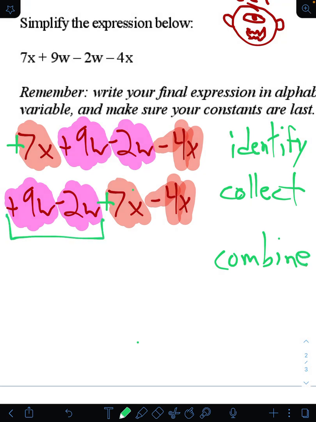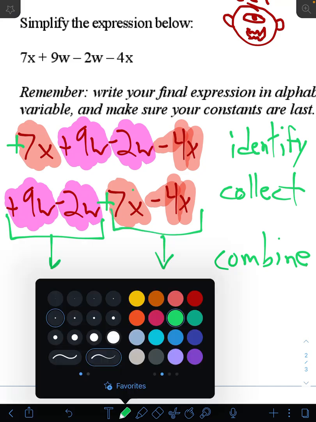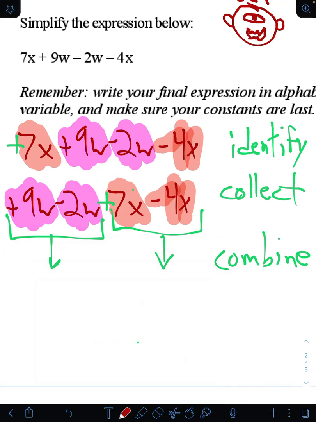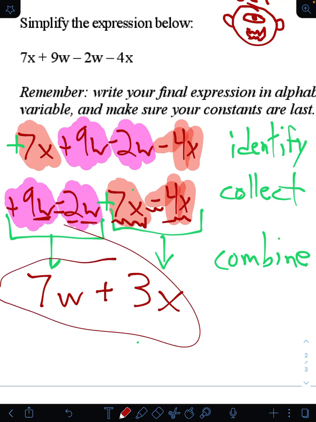We're going to be combining a 9w minus a 2w and a 7x minus a 4x. If you have 9 wombats and you subtract 2 wombats, you have 7 wombats. 9w minus 2w is 7w. If you have 7 xylophones and you subtract 4 xylophones, you now have 3 xylophones. In fact, a positive 3 xylophones. So there you go. That's the answer you type in. No spaces. You got this.